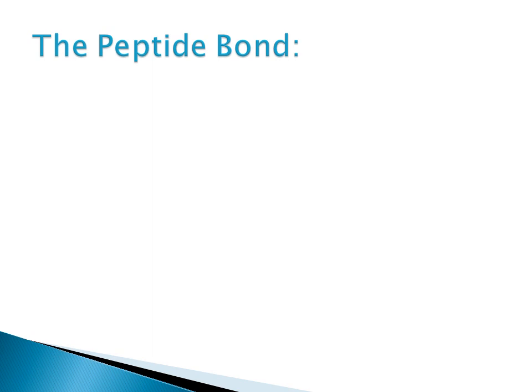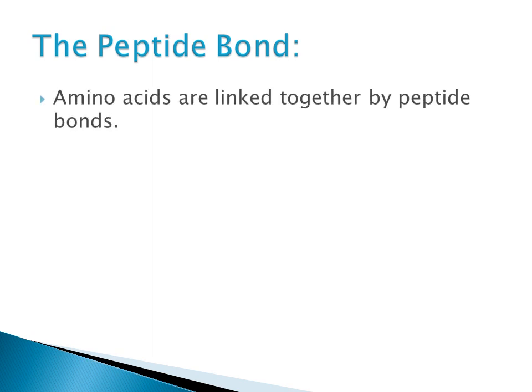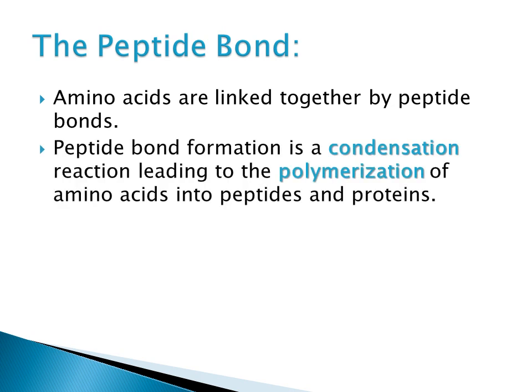What is the peptide bond? Peptide bond is a type of strong bond that links two amino acids together to form peptide and protein. The formation of peptide bond is a condensation reaction leading to the polymerization of amino acids into peptide and protein. What is meant by condensation reaction? Any reaction that involves removal of a water molecule is known as a condensation reaction.